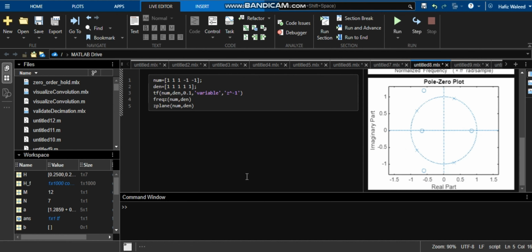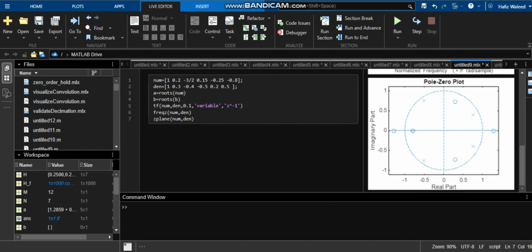In task 8, this code defines a discrete time transfer function in the z domain. The numerator of the transfer function is represented by num, indicating a fourth order polynomial. The denominator is given by den, representing another fourth order polynomial with coefficients all equal to 1. This code computes and plots the frequency response of the transfer function using frequency and generates a pole zero plot using z-plane, offering visual insights into the system's frequency characteristics and stability property in the complex plane.